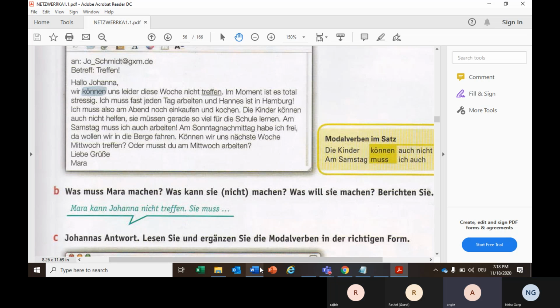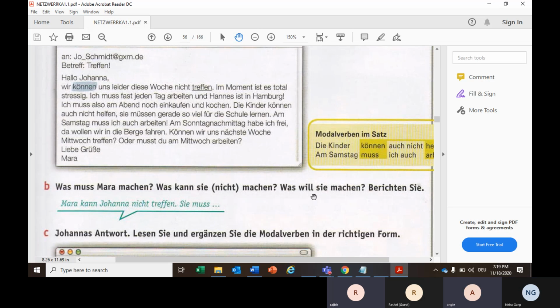Sie muss... I don't know if this is correct. Mara muss fast jeden Tag arbeiten. Hm, it's the same. Und was will sie machen? Was will sie machen? What does she want to do?